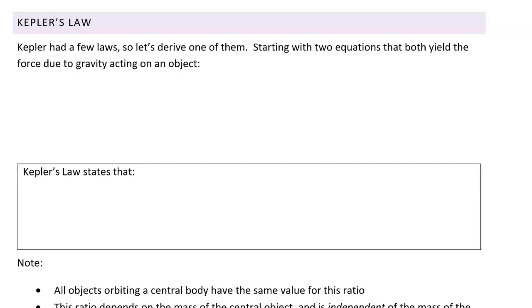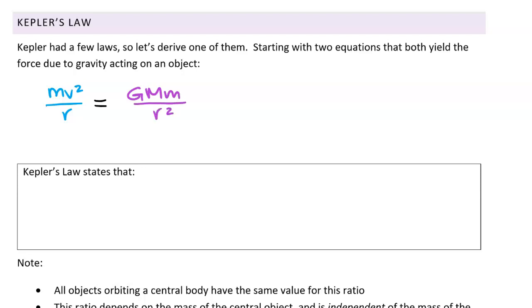So let's start with two equations that both yield the force due to gravity, and we used this in a previous example. For something travelling in a circle, we know that the net force has got to equal mv squared on r. That's something that we've previously talked about. And for an object where that force is the force due to gravity, that's equal to GMm on r squared. So we've previously talked about this.